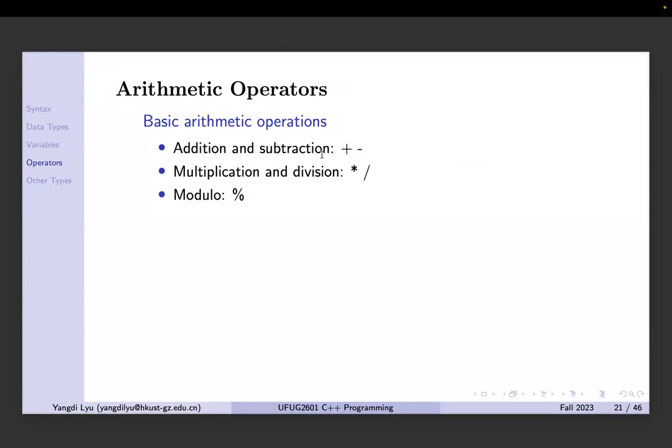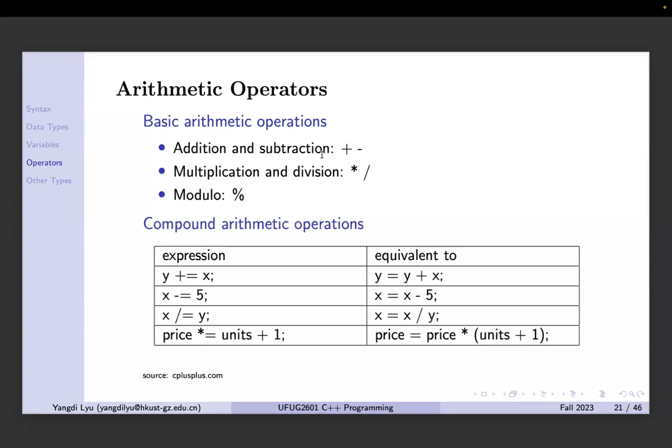Right? And here are some compound arithmetic operations. If you want to increment y by x, y equals y plus x, you can say y plus equal to x. It's very common, you will see this type. Similarly, when you want to do x equals x minus 5, you can do x minus equal 5.